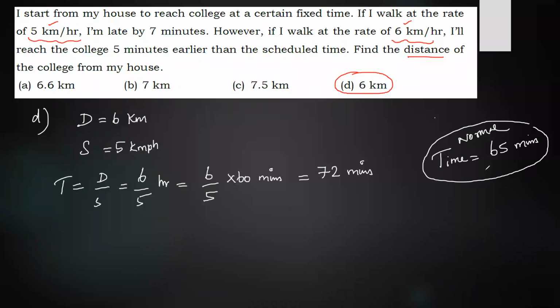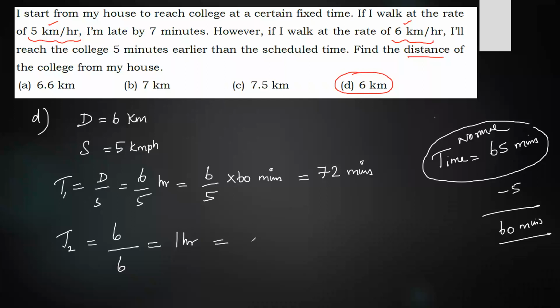Suppose you walk at 6 km per hour, you are 5 minutes earlier. So you should get 60, right? If I get 60, then the answer is correct. So same distance at a different speed. The different speed here is 6 km per hour. You will get 1 hour, which is 60 minutes. So my option is right. My option is D.